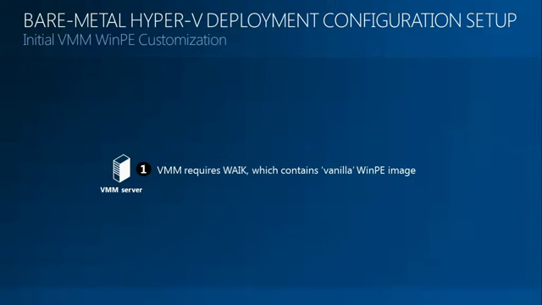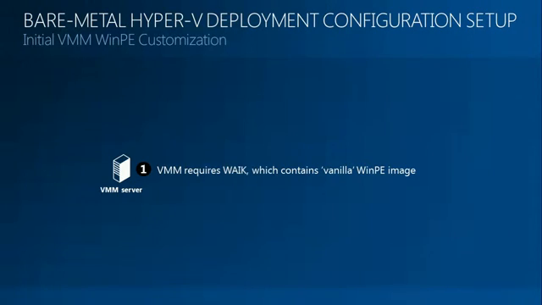When you install the VMM server, it comes with the Windows Automated Installation Kit, the WAIK. It's actually a prerequisite. You cannot install it without it, and it includes all the information that we need. The WinPE boot image and all of these actually come inside the WAIK. That's why we require it.